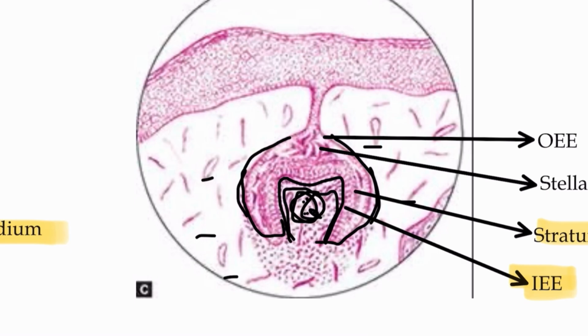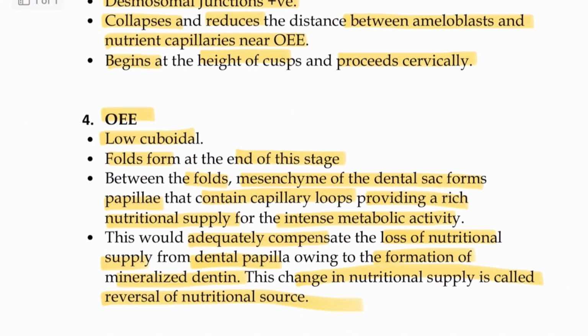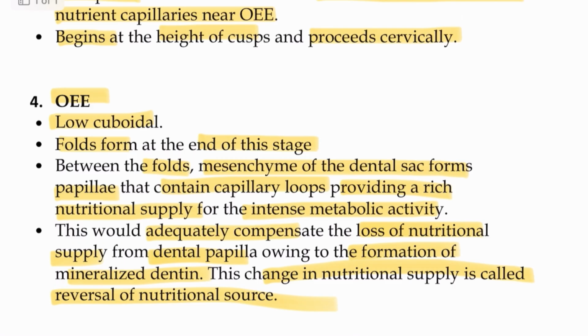So how is that happening? Outer enamel epithelial cells जो है वो now they will be supplying it. How? They will form folds, and the folds in between them, they are mesenchyme, and then these mesenchyme form the papilla. These will contain capillary loops, and they will act as a nutritional supply. And this change in the supply of nutrition is known as reversal of nutritional source.